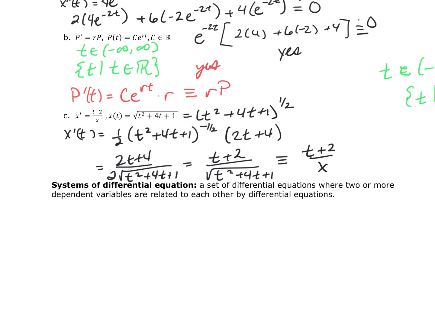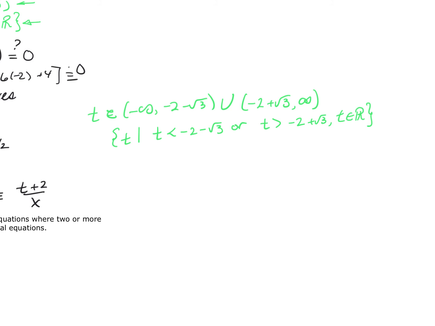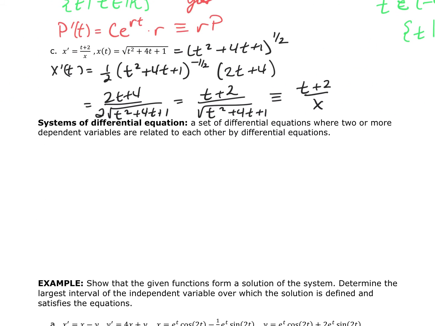Can I see the domain again, on the right? Okay. Negative infinity to -2 minus the square root of 3, union -2 plus the square root of 3 to infinity. Okay. Cool? Yeah. Thank you. Anything else so far? We only have a little bit more and then we're done for today.